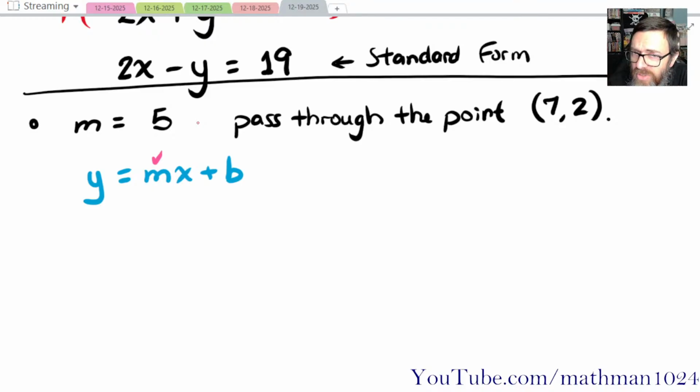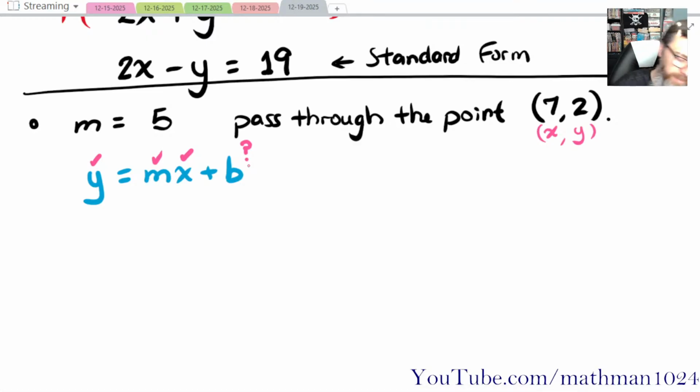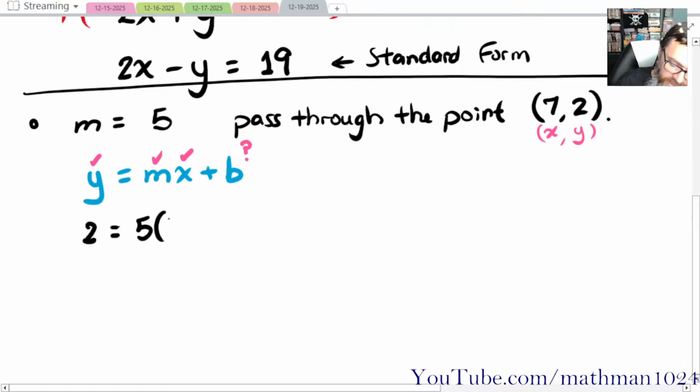Don't try to go to the (7, 2) and say, oh, isn't b 2? No. b is supposed to come from the y-intercept, but we don't have that. What we do have is a very specific solution for our equation, x and y. We can plug in the x, plug in the y, and all that we would have left to find is the b value. So let's try that. My y is 2, slope is 5, x is 7, and then I have plus b. That's the guy I'm trying to find.